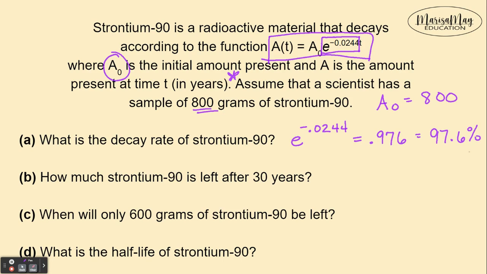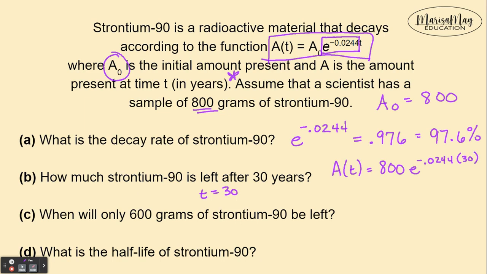Okay, so B then says, how much of the radioactive material is left after 30 years? So this is really saying, what is A when T is 30 years? So what we'll do is we'll take our formula, A of T. We'll use our A of 0 being 800, we were told. And then we have our E to the negative 0.0244, and then we're multiplying times 30.